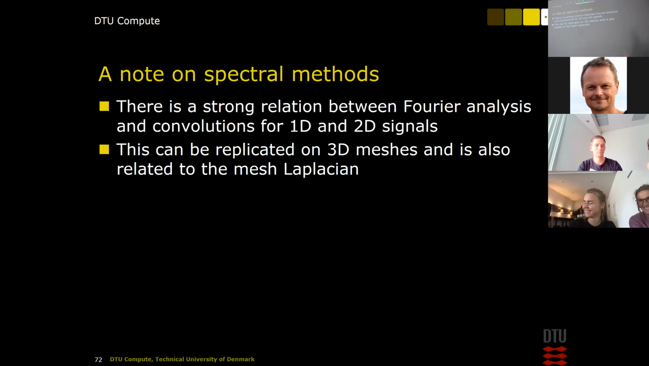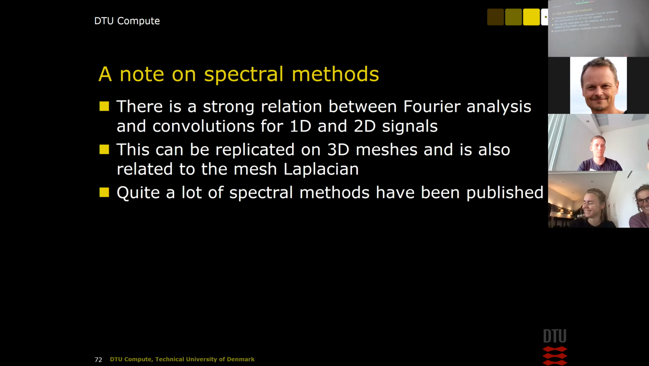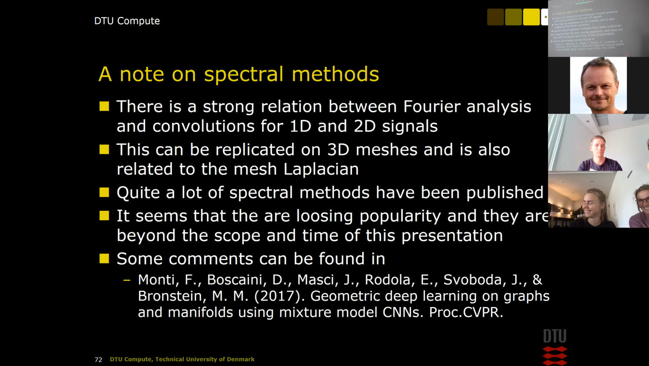So again, there has also been a lot of focus on spectral methods, and as Andreas also showed, there's a very strong correlation between Fourier analysis, the Laplacians, and how you do convolutions. Probably quite a lot of you know that you can do convolutions in Fourier space, and there are certain benefits about that. There have also been a lot of spectral methods for meshes developed and published, but it seems that they're losing popularity, and therefore I have chosen not to go into detail with them. And there are quite a lot of comments, also in the recent Bronstein papers, about the shift away from spectral methods or going into more local approaches to the spectral methods.